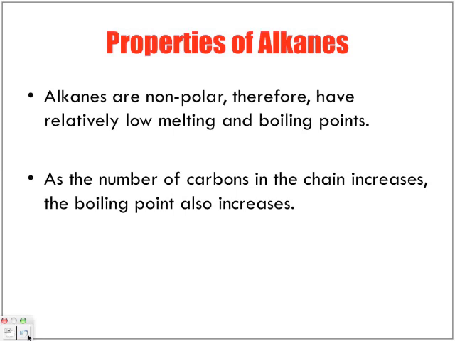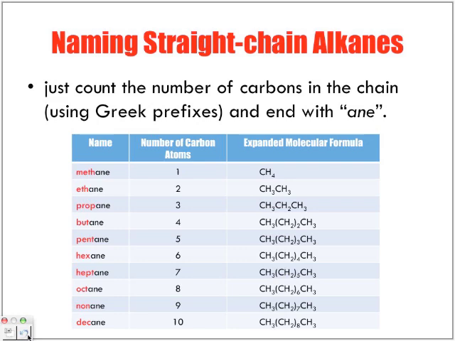Now, properties of alkanes. Alkanes are nonpolar, therefore have relatively low melting and boiling points. As the number of carbons in the chain increases, the boiling point will also increase. So as you're getting more and more carbons bonded to it, as we get to the decanes, nonanes, you're looking at boiling point increasing. Now, naming straight chain alkanes, we just name them as is, like methane. So using this chart, you can just go about naming them.